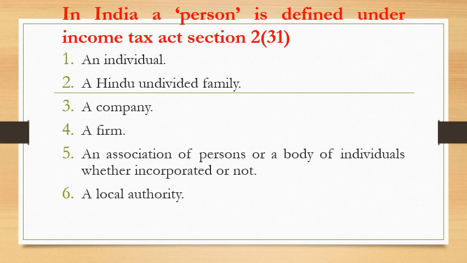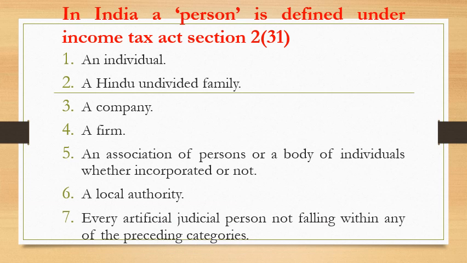A local authority, and even political parties, also come under the Income Tax Act, or even a local body will come under income tax. Every artificial juridical person not falling within any of the preceding categories will also come under the income tax section.